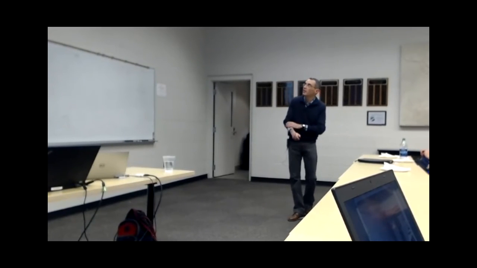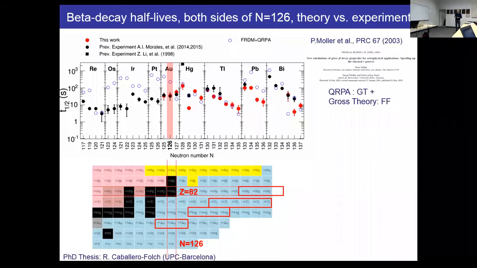So I compare here with one of the models that has been most used for r-process network calculations, the model by Peter Möller. This is this publication from 2003 based on quasi-particle random phase approximation for the Gamow-Teller part of the decay, and first forbidden transitions are included by means of the statistical gross theory.